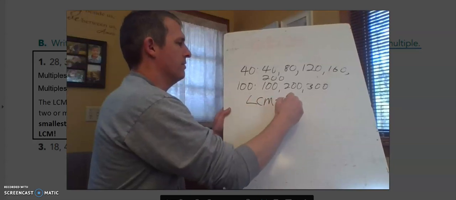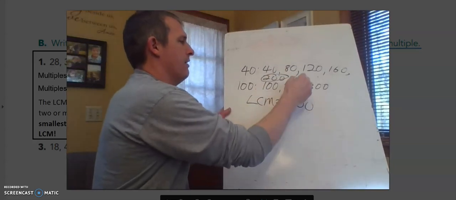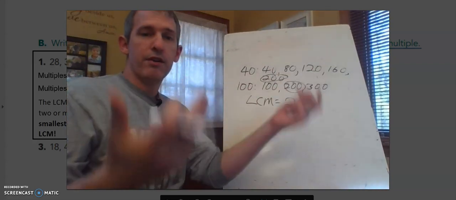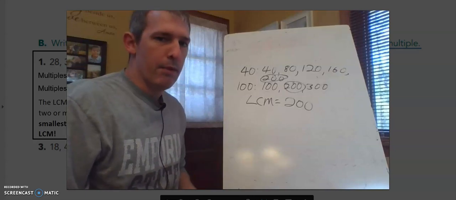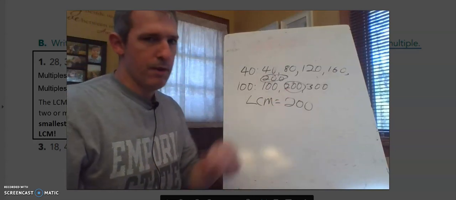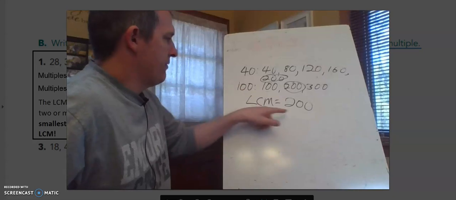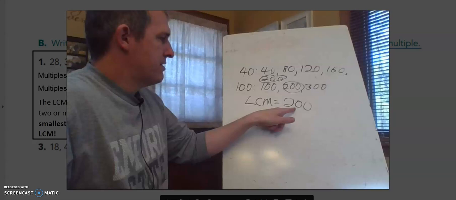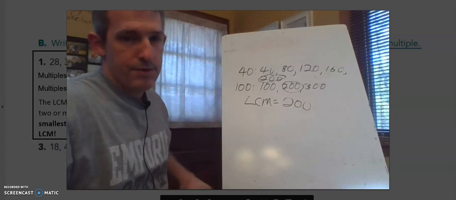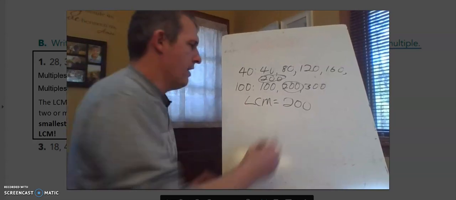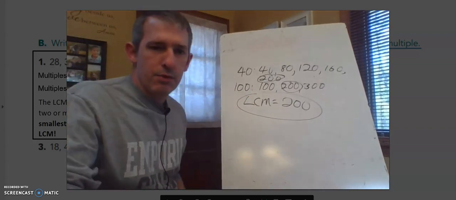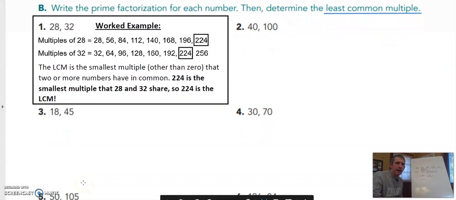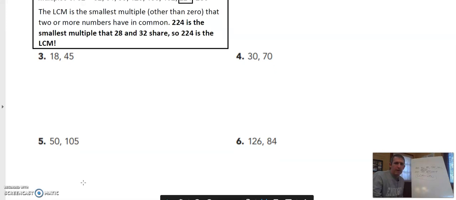My least common multiple is 200 because they both have 200 in the list of multiples, and it's the first one. Now, are they going to have other numbers that overlap? Sure. But are they going to be smaller than 200? No. And here's the last test. Can I divide 200 by 40? I can. Can I divide 200 by 100? Yeah, sure can. So this is a logical answer. So guys, that is what you will be doing on the rest of this page. And again, I'm fine if you do the skip counting instead of the prime factorization.